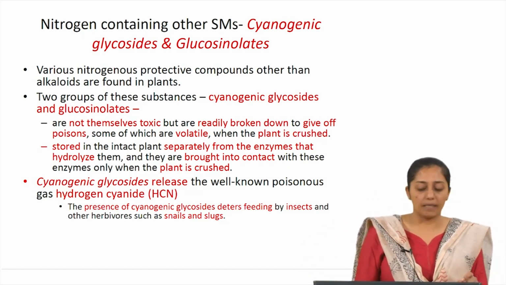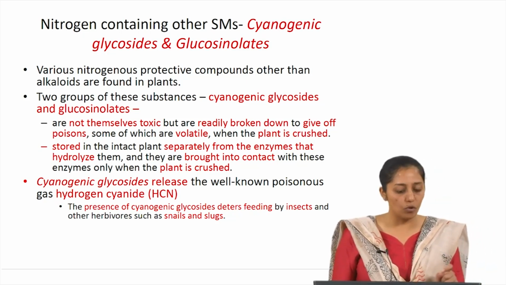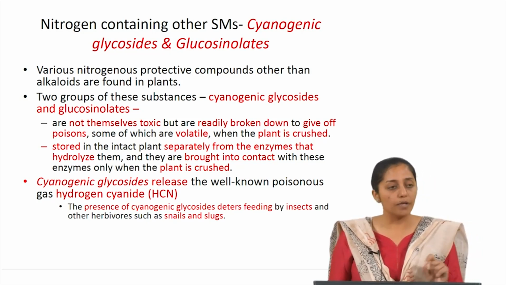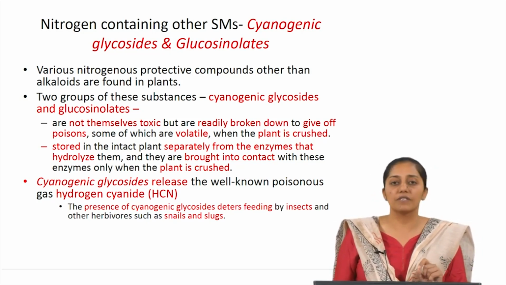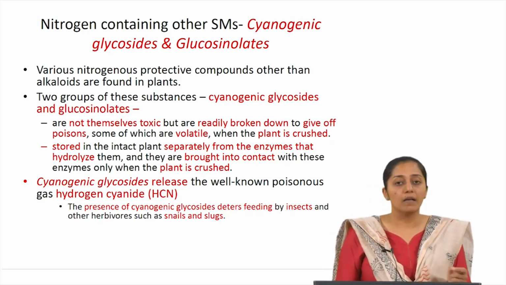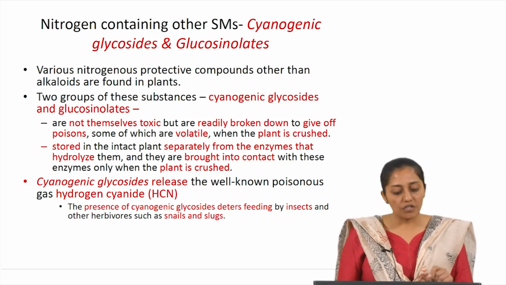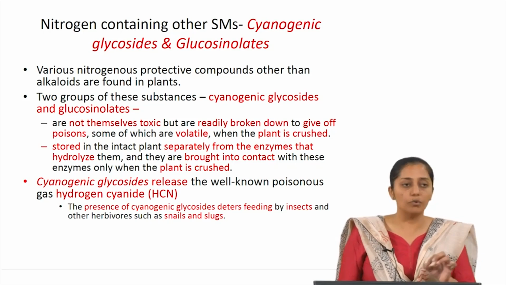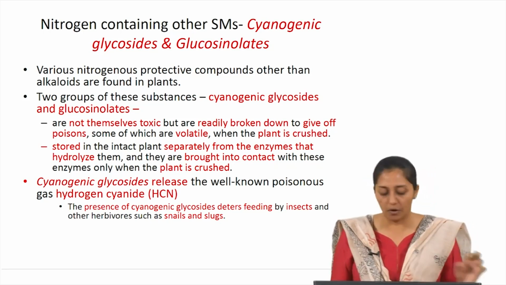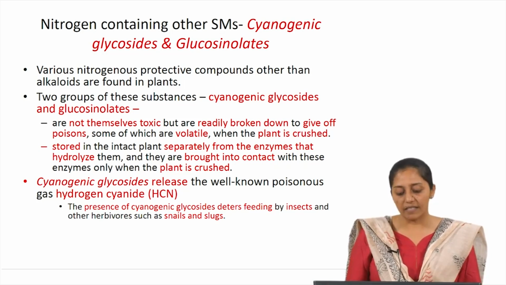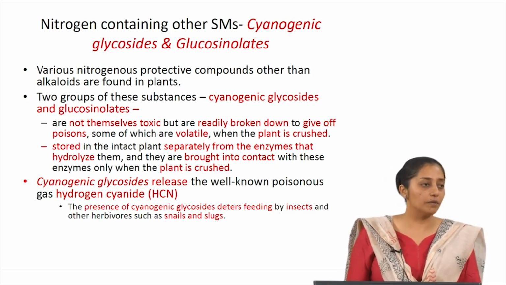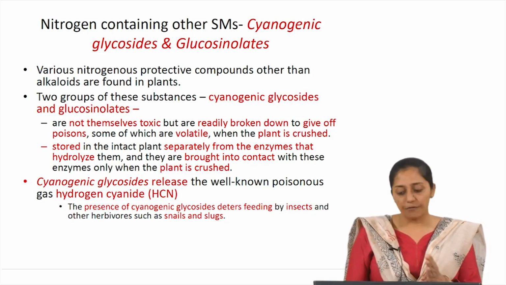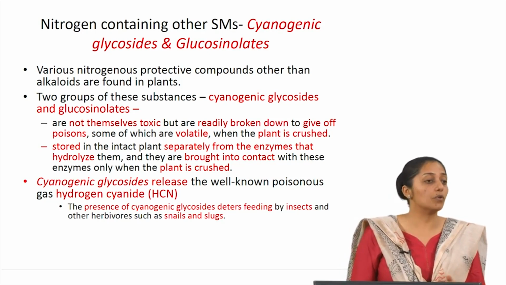So, two groups of these substances: cyanogenic glycosides and glucosinolates. They are themselves not toxic, but are readily broken down to give off poisons. For example, hydrogen cyanide may be volatile when the plant is crushed. They are stored in the intact plant separately from the enzymes that hydrolyze them to perform the final toxic breakdown. Cyanogenic glycosides release hydrogen cyanide, a well known toxic compound. Their presence deters feeding by insects and other herbivores like snails and slugs.